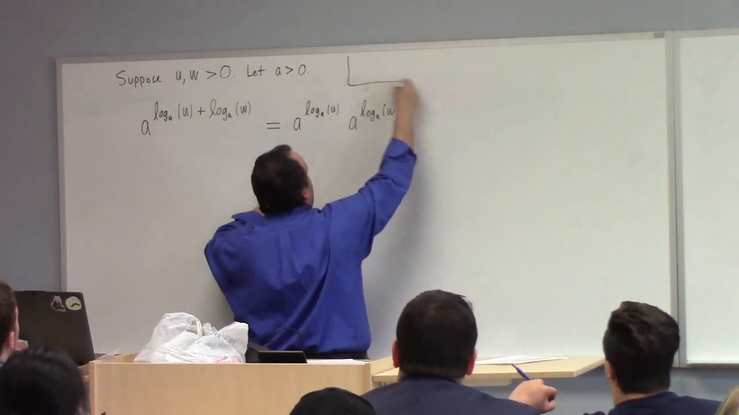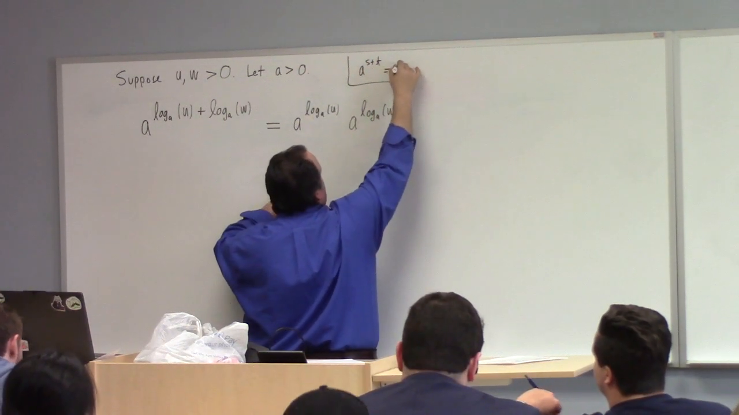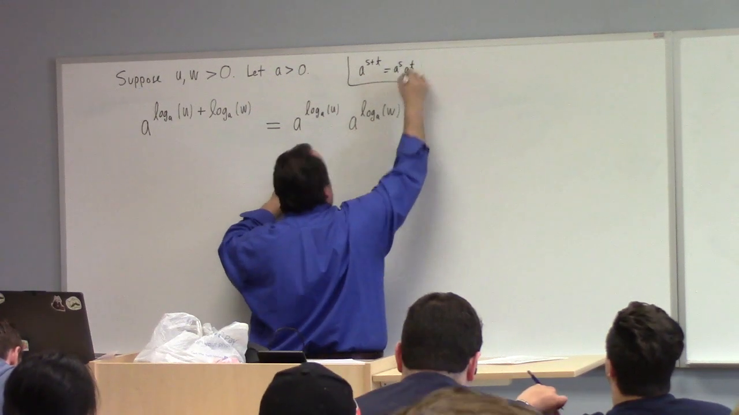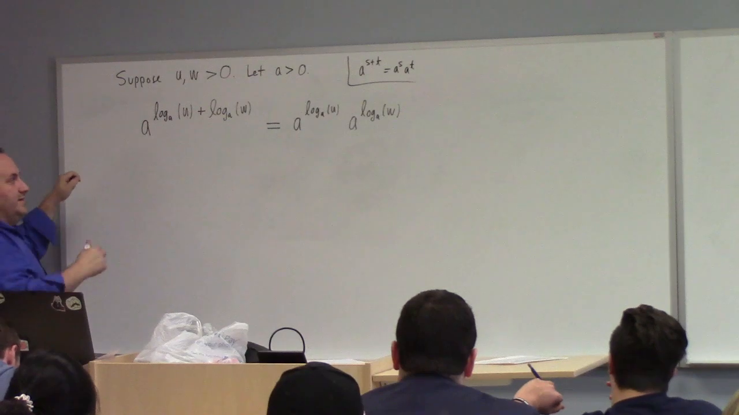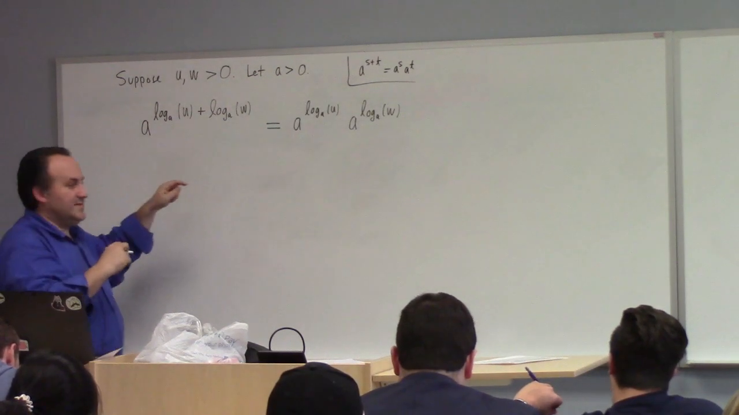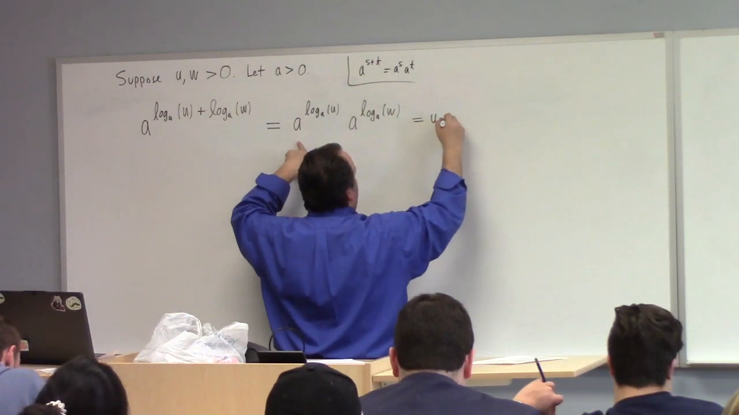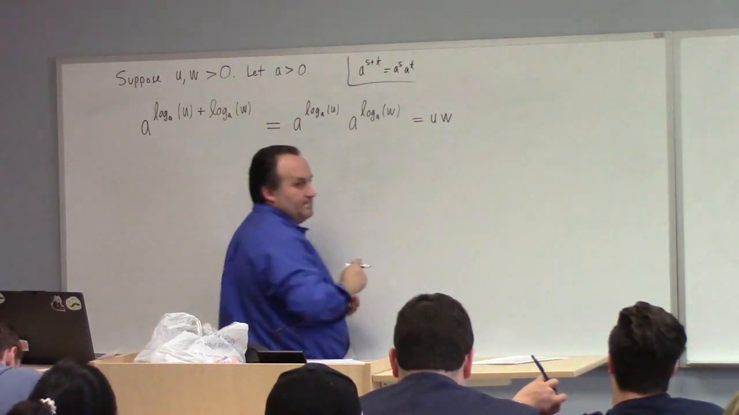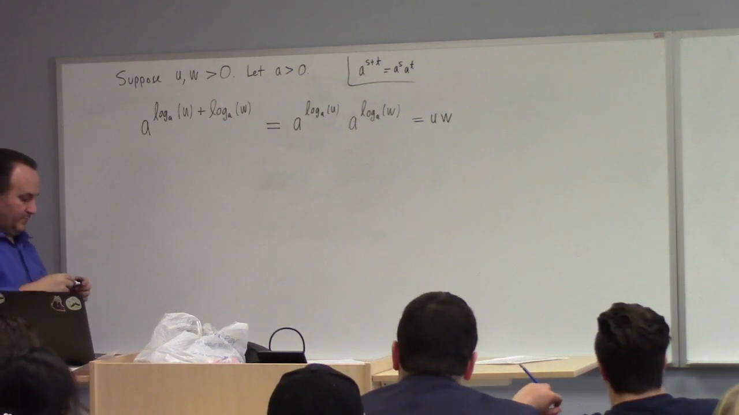You guys remember this, right? A to the S plus T is equal to A to the S times A to the T, right? That law. So I'm just using that here, right? But what is, by definition of the exponential, this is what? This is equal to U times W, right? Everybody with me? I'm with you.